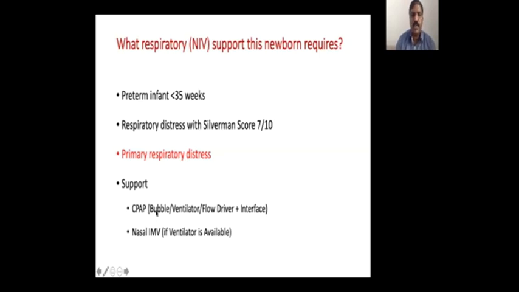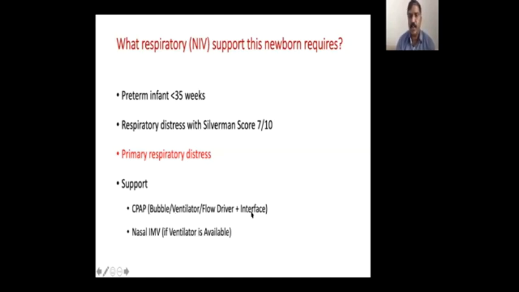Your choice is, you have a choice. But if your unit has enough capacity to do nasal IMV, and some units want to do nasal IMV, it's more costly, it requires more intervention and more monitoring. So one would prefer CPAP over nasal IMV. But evidence-wise, if you ask me, maybe there is a little more advantage in nasal IMV compared to bubble CPAP. But since bubble CPAP is cost-effective, I would prefer bubble CPAP for this baby.